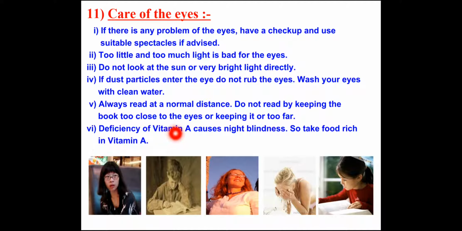Now, deficiency of vitamin A causes night blindness. So, take food rich in vitamin A. Vitamin A is very good for the health and for the eyes. If there is any deficiency of vitamin A in anyone's body, it can cause night blindness. So we have to take food rich in vitamin A. Papaya is also rich in vitamin A, so we can eat papaya. All this is about how to take care of our eyes.